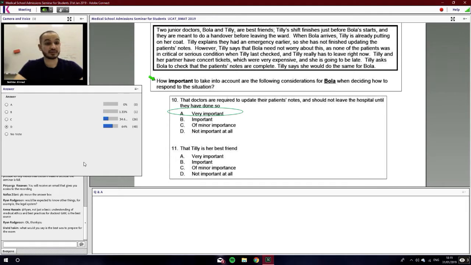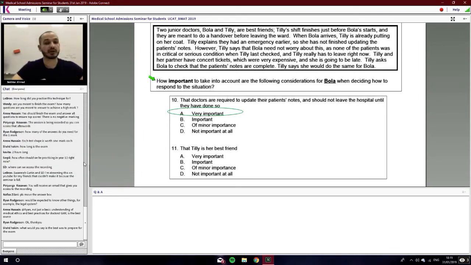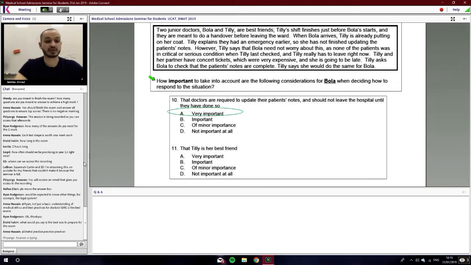So the majority of you are on the right track. With this section, I also wanted to mention, you'll get one whole mark if you get the correct answer, and you also get partial marks as long as you're on the right side. Usually the split is A or B, those are the important ones, and C and D are not important. So as long as you're on the right side, you will get some partial marks.